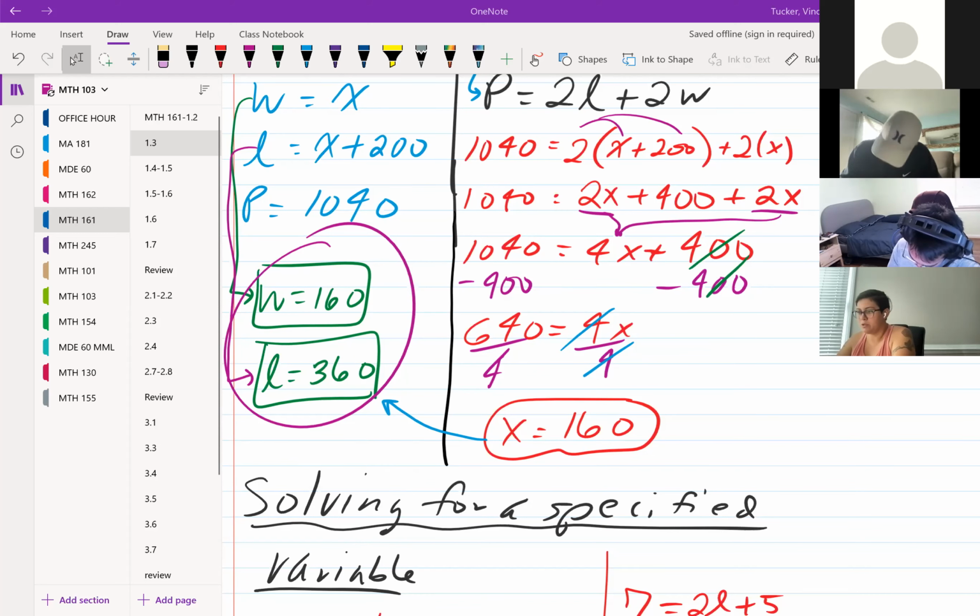Let's see what's up here. 1040. Total what we measured.